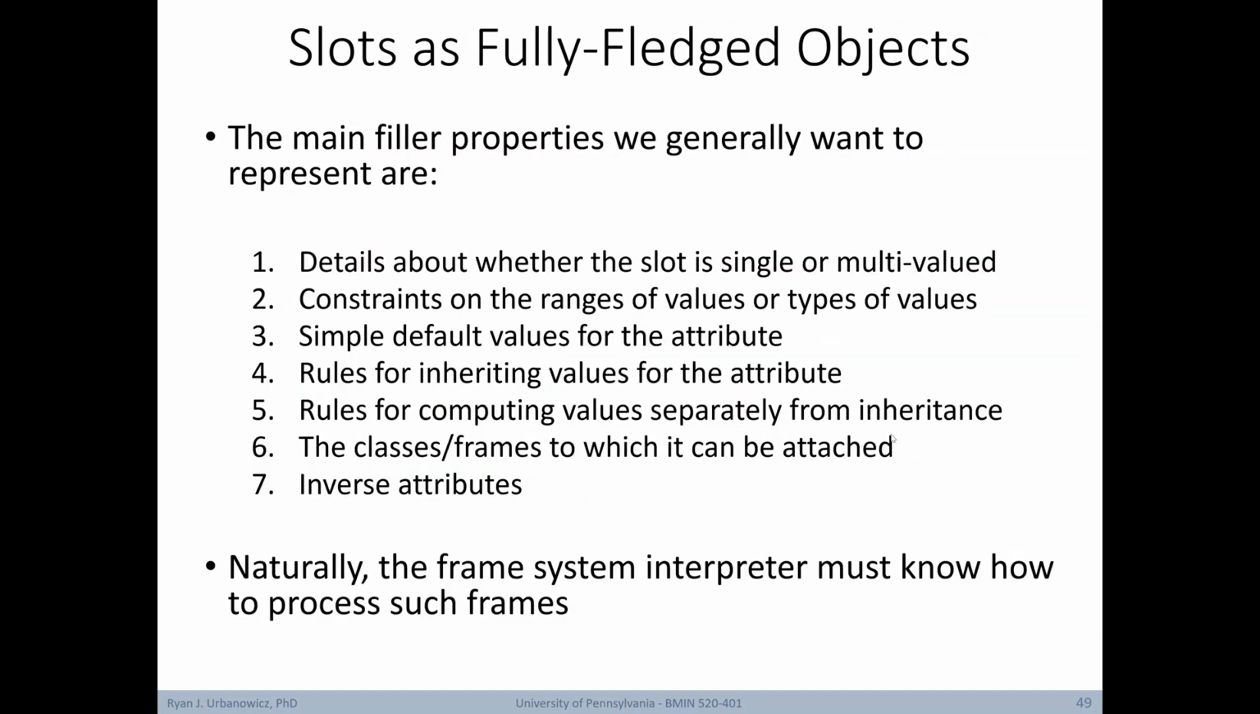It's useful to think of slots as fully fledged objects. Generally in slots, the main filler properties we want to represent include details about whether the slot is single or multi-valued, constraints on the ranges of values or typical values, simple default values for that attribute, rules for inheriting values for the attribute, rules for computing values separately from inheritance, the classes and frames to which it can be attached, and inverse attributes. In order to do all of this, the frame system interpreter must know how to interpret such frames.